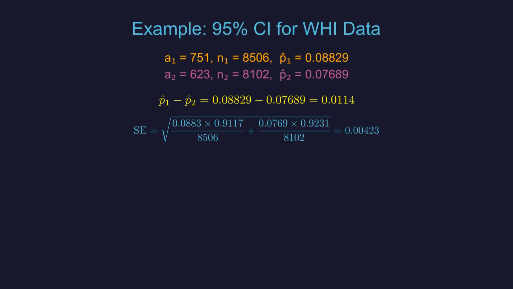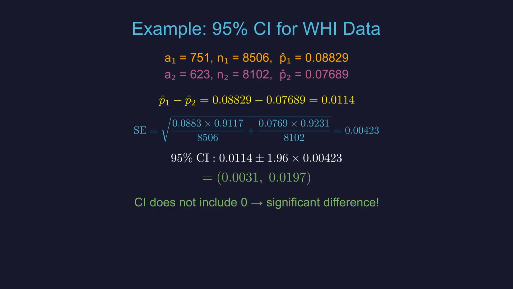Step 2. The separate standard error works out to 0.00423. Step 3. The 95% CI is 0.0114 plus or minus 1.96 times 0.00423, giving us the interval 0.0031 to 0.0197. Since this interval does not contain 0, the difference is statistically significant.